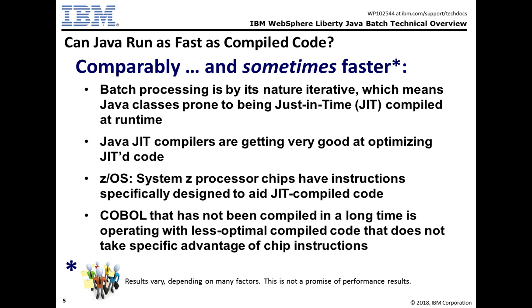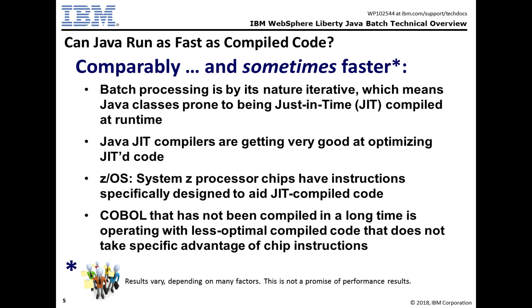So one question I always get when I first start talking about this is, well, yeah, but can Java run as fast as our COBOL or maybe even assembler that we've grooved over decades? Well, maybe. It's the usual IBM answer. It depends. The way Java works is that you write your Java code and compile it into Java bytecodes, and those bytecodes are interpreted by the JVM at runtime, which is not very fast.